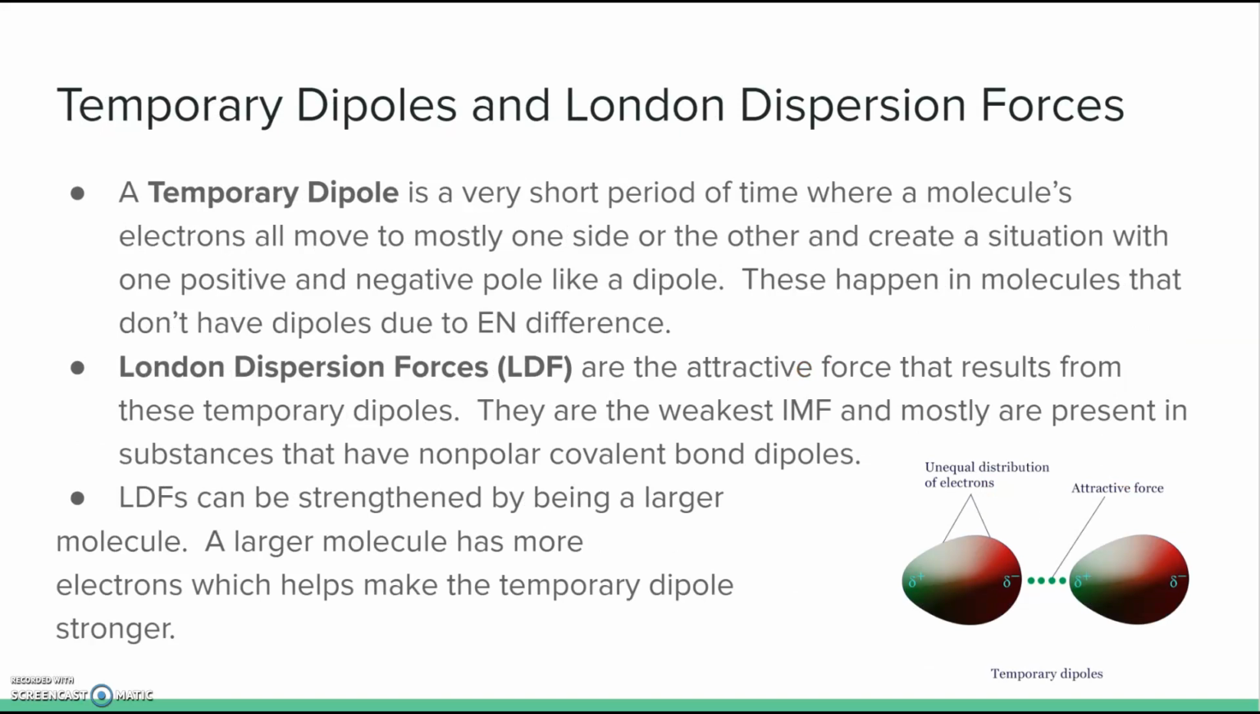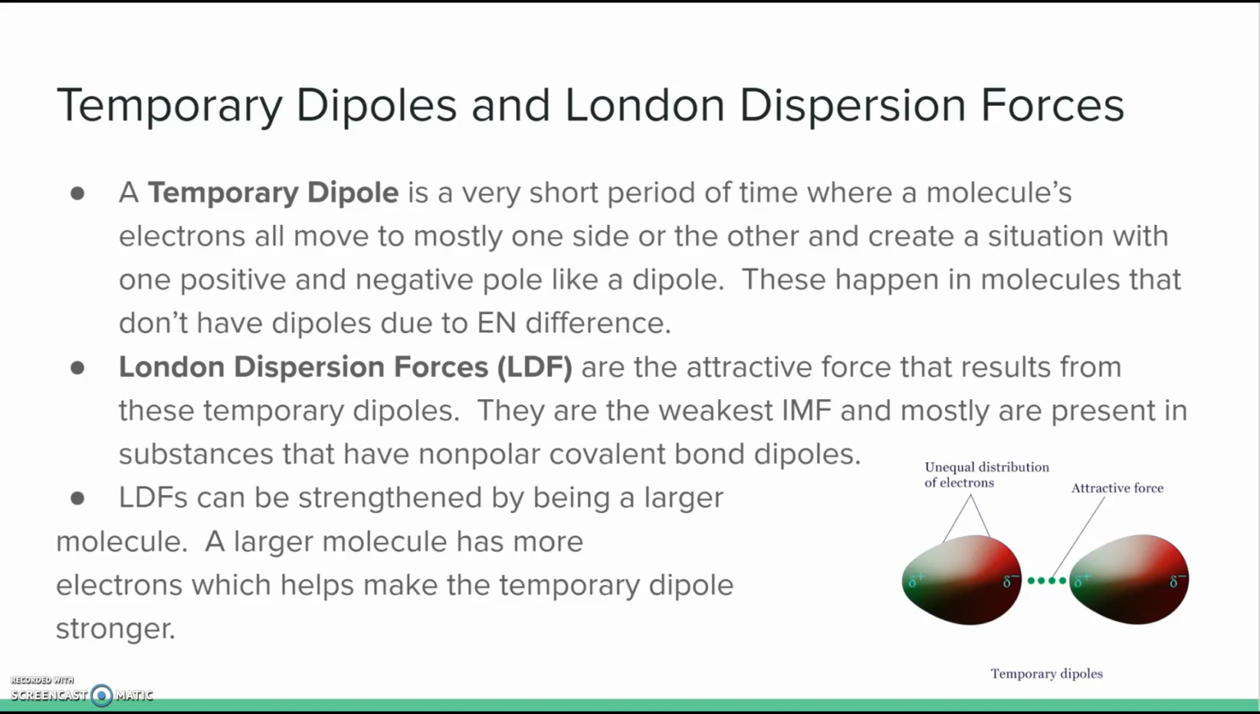Temporary dipoles and London dispersion forces. A temporary dipole is a very short period of time where a molecule's electrons all move to mostly one side or the other and create a situation where one positive and one negative pole, like a dipole, occurs. These happen in molecules that don't have dipoles due to an electronegativity difference.